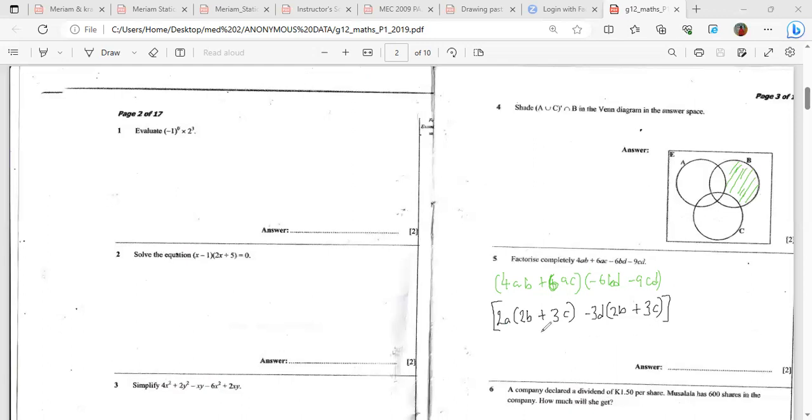So you are going to say get this and also get that. So you say 2A minus 3D. Then you open and close another bracket, because this and this they are equal, you can just get one, 2B plus 3C. So that is your final answer.